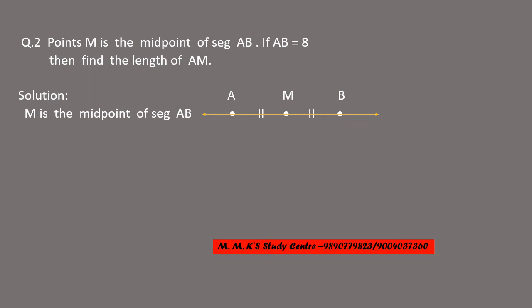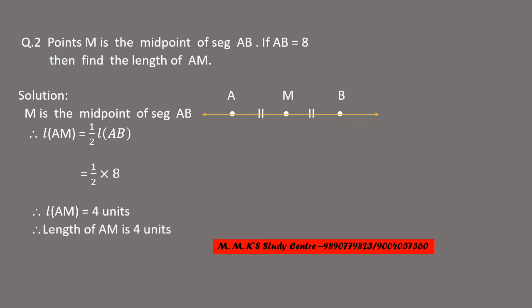So we'll write the given part. M is the midpoint of seg AB. Therefore, AM will be half of AB. So here value of AB is given, so we will put the rest of the part as it is. So half into 8, half of 8 is 4, children. So AM we will get 4. So final statement is length of AM is 4.